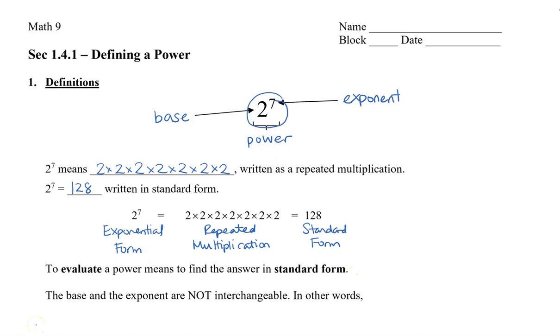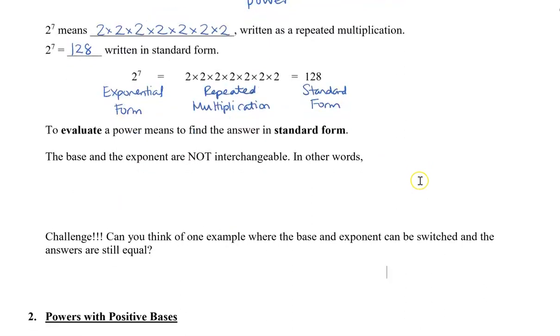Now please note that the base and the exponent are not interchangeable. So in other words, 2 to the power of 7, for example, cannot equal 7 to the power of 2. So remember that 2 to the power of 7 means 2 times 2, 7 of 2's. And that does not equal 7 squared, or 7 to the power of 2, which means 7 times 7.